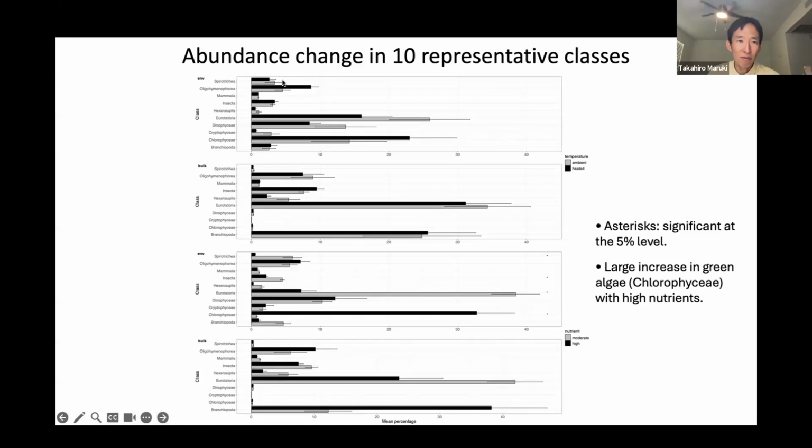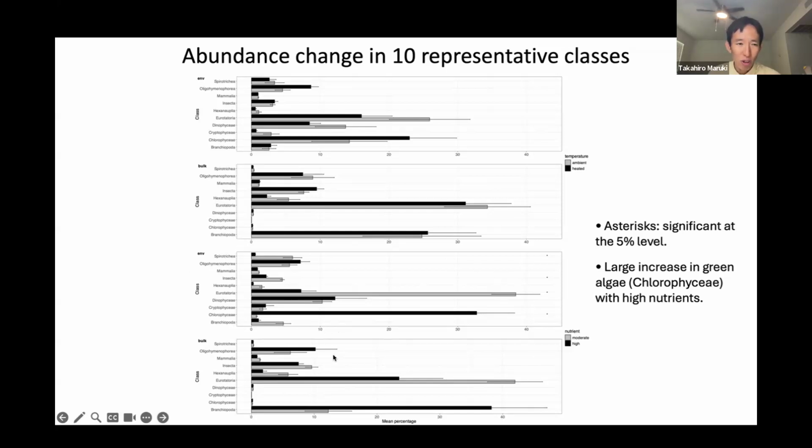These figures show abundance changes in 10 representative classes, which we analyze in differential gene expression analysis. Here, the asterisk denotes statistical significance at the 5% level. The top two figures show the abundance change in response to temperature condition, where we did not find any statistically significant difference in the abundance of the classes depending on the temperature condition.